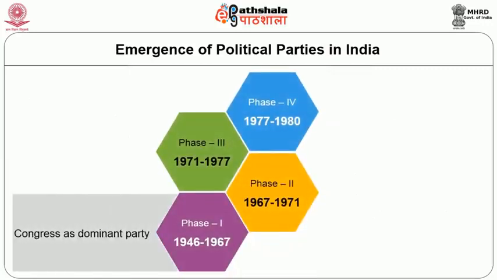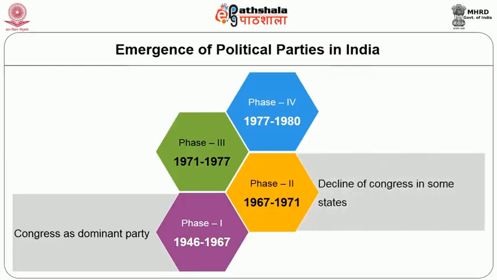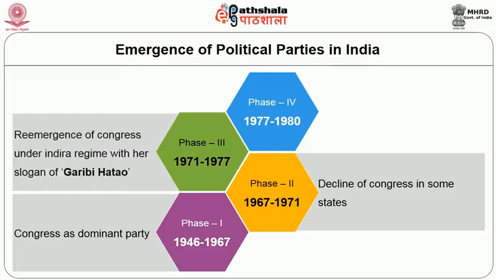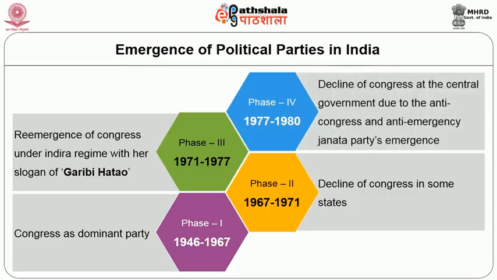First one is Congress as a dominant party from 1946 to 1967. Second, the decline of Congress in some states from 1967 to 71. And third is the re-emergence of Congress under the Indira regime with her slogan of Garibi Hatao from 1971 to 1977. And fourth is the decline of Congress at the central government due to the anti-Congress and anti-Emergency Janata Party's emergence from 1977 to 1980.